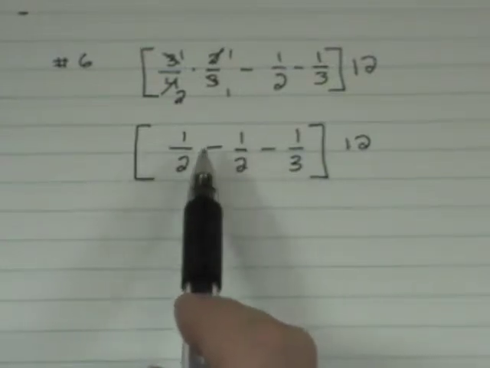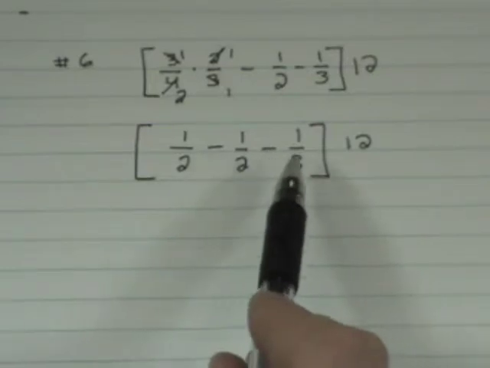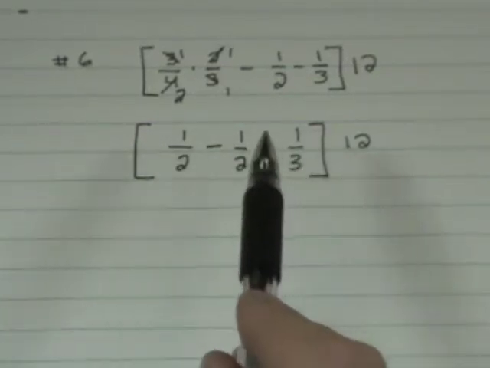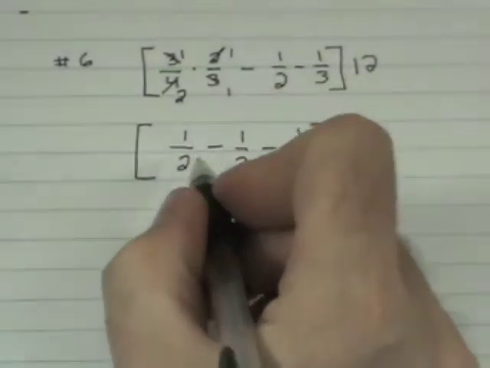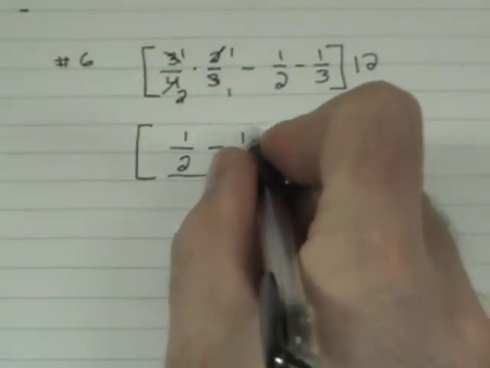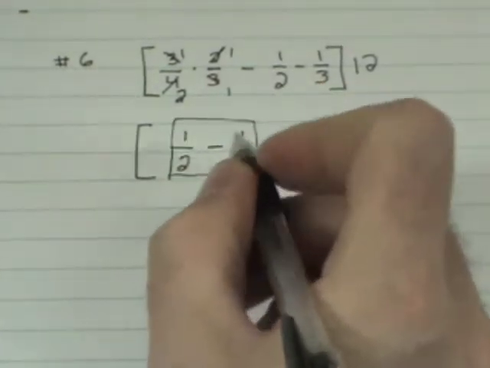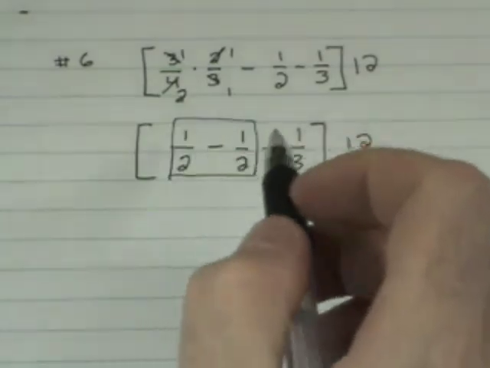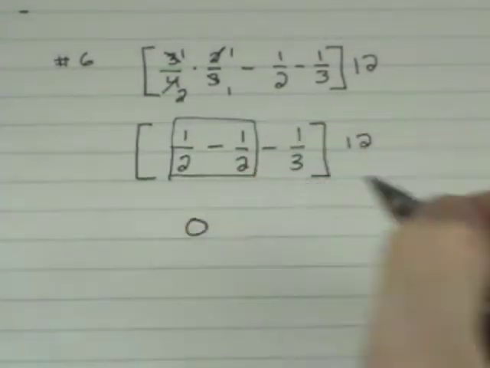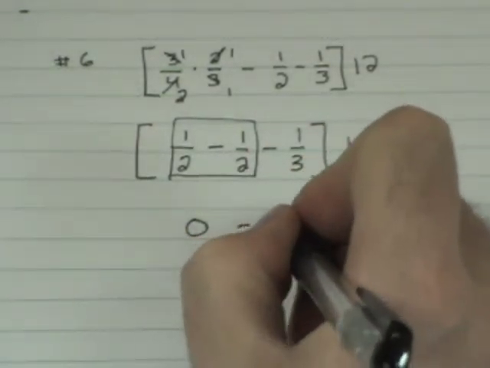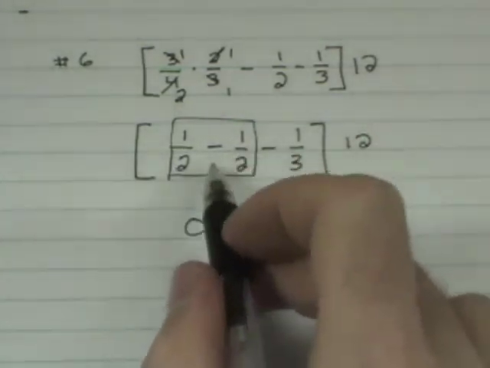Usually when it's nothing but addition or subtraction, I like to find a common denominator. However, with this particular problem, I recognize these two fractions as being equal opposites. One's positive, one's negative. 1/2 minus 1/2 would be 0 minus the 1/3. So I really don't need to find that common denominator.